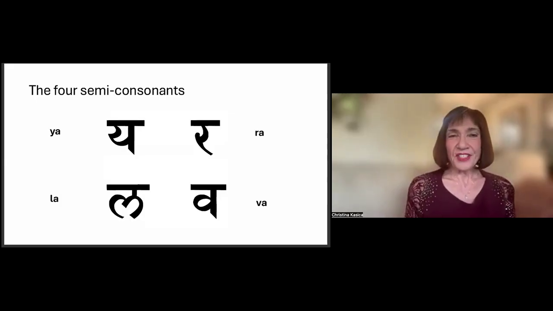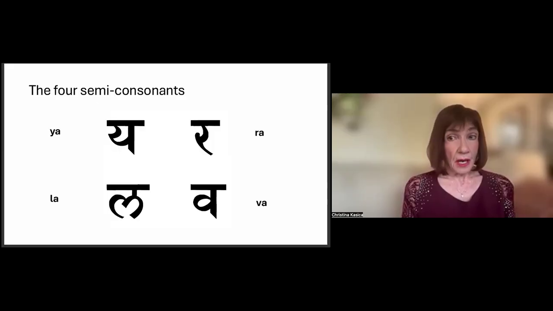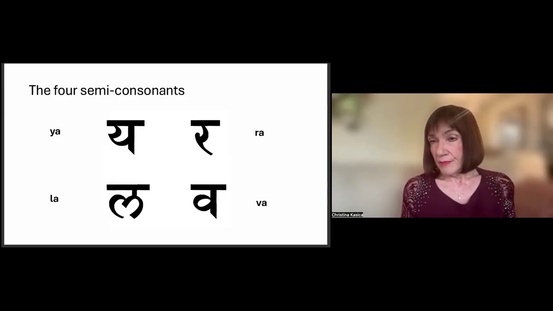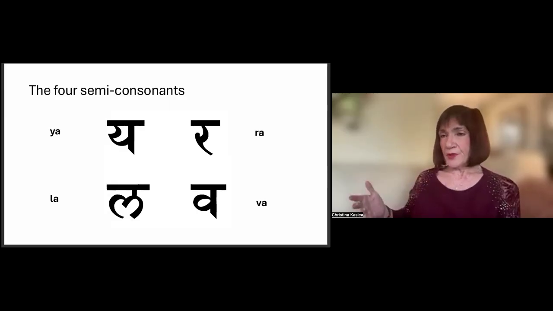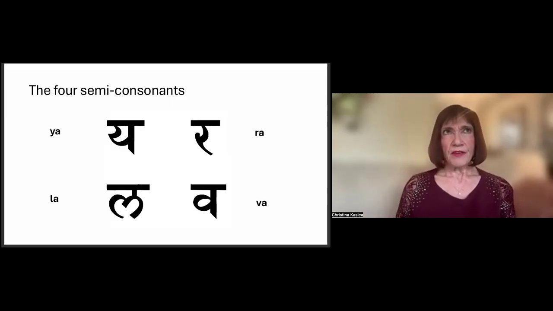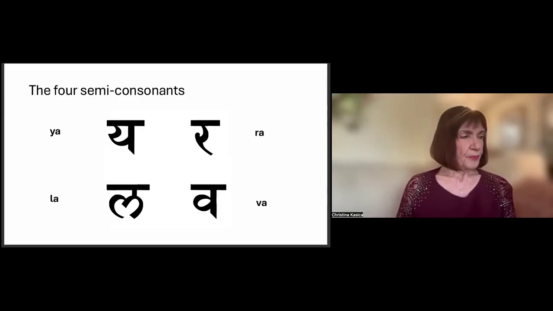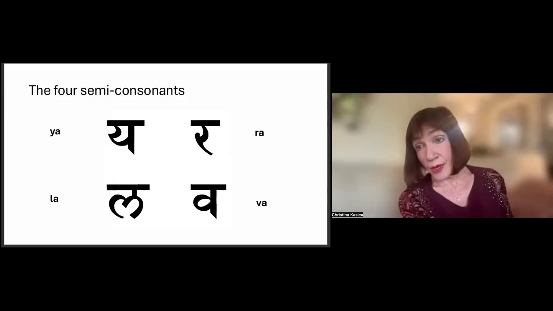The top left is the ya, and the top right is the ra. Bottom left is the la, and bottom right is the va. Some people say wa for the va. We say va. Geshe Michael goes back and forth, but even Geshe Michael always says vajra, which means diamond, and that's the va sound. So I prefer that one, but the other one is not wrong.